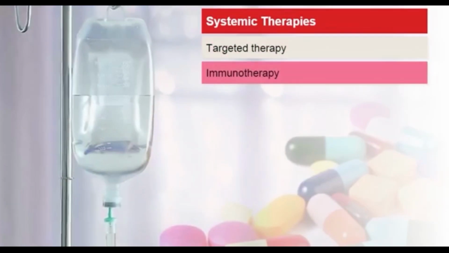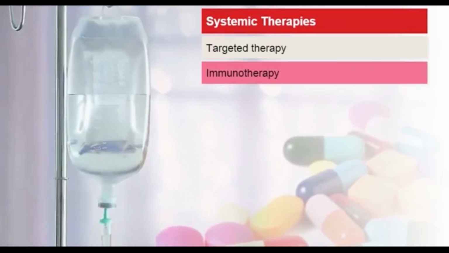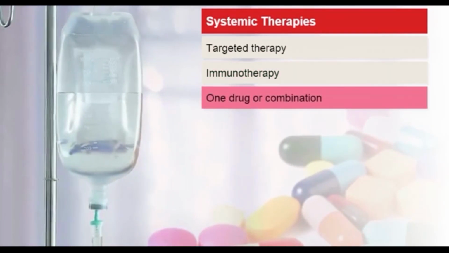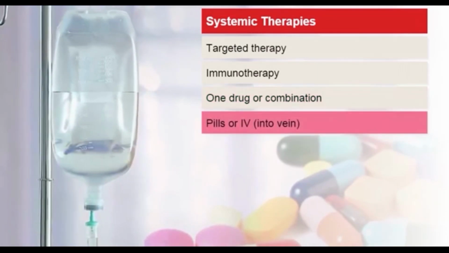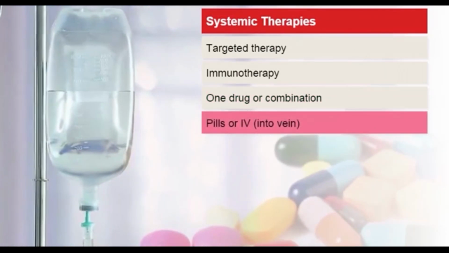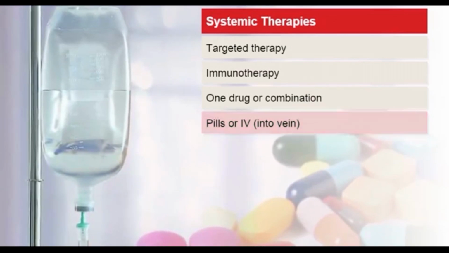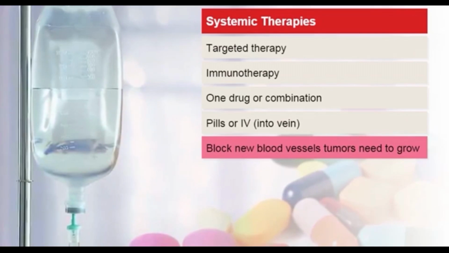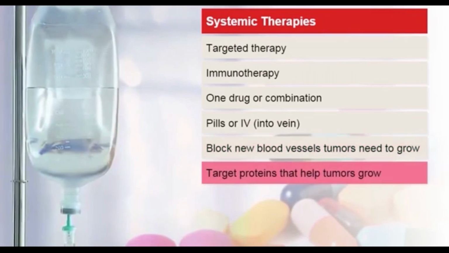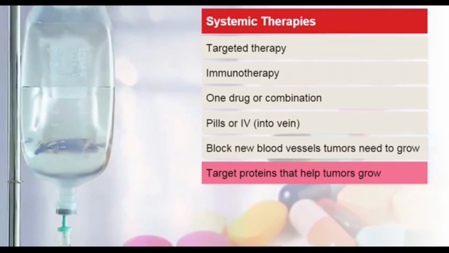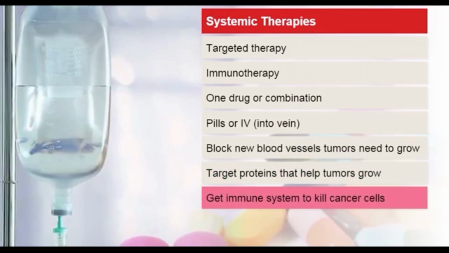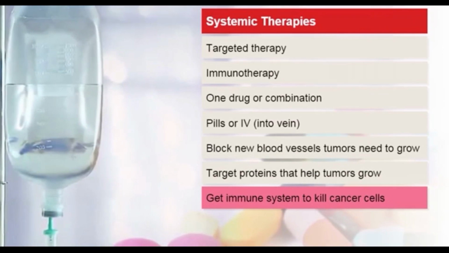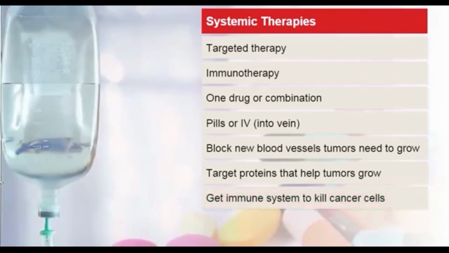Targeted therapies and immunotherapies are used to treat metastatic kidney cancer. Your doctor may recommend one drug or a combination of drugs. Targeted therapies can be given as pills you take by mouth or as an IV into your vein. Some targeted therapies work by blocking the growth of the new blood vessels tumors need to grow and survive. Others target specific proteins that help tumors grow. Immunotherapies are given as an IV into your vein. These drugs help your immune system see and kill cancer cells.